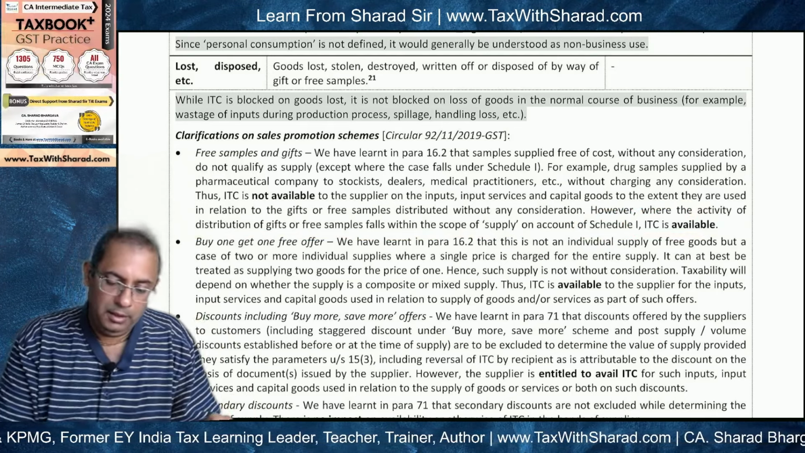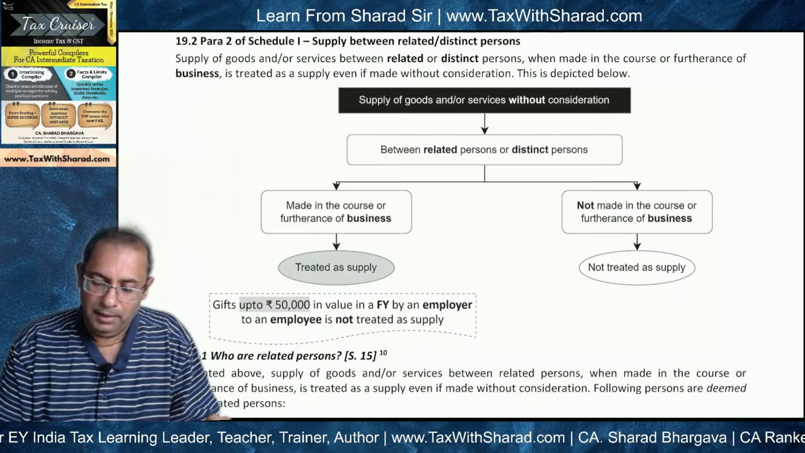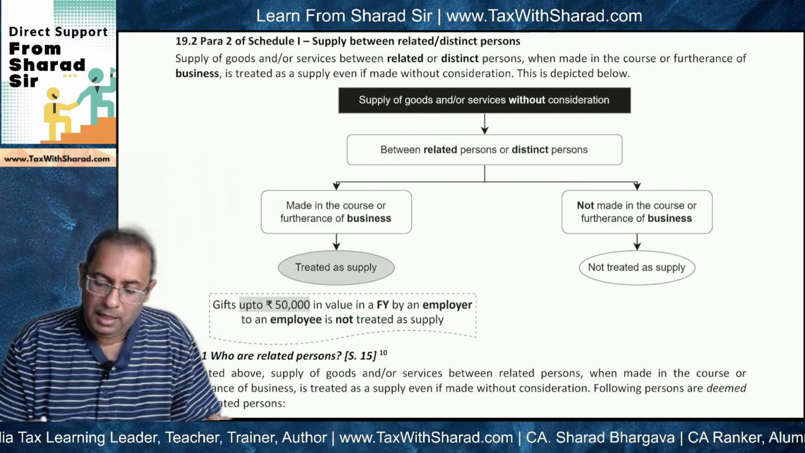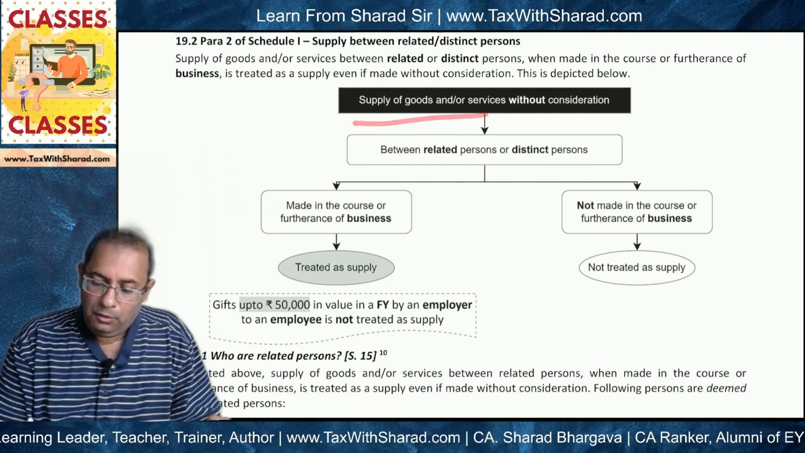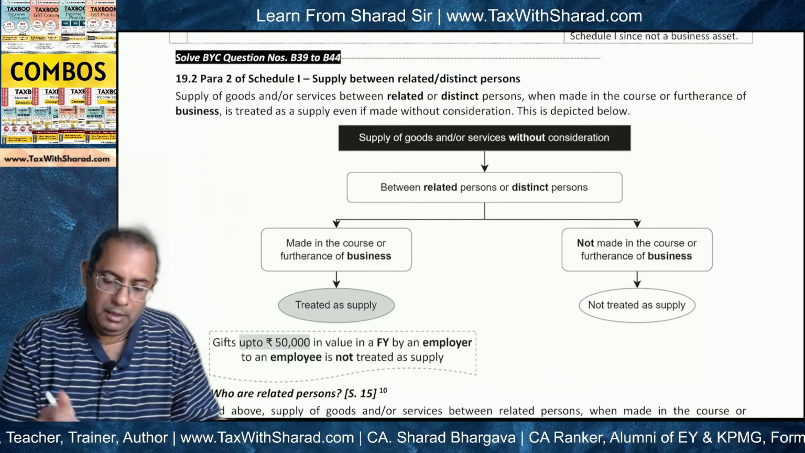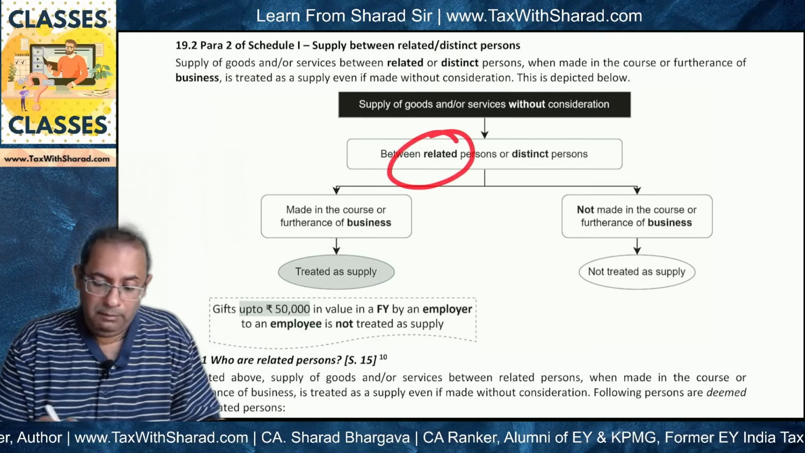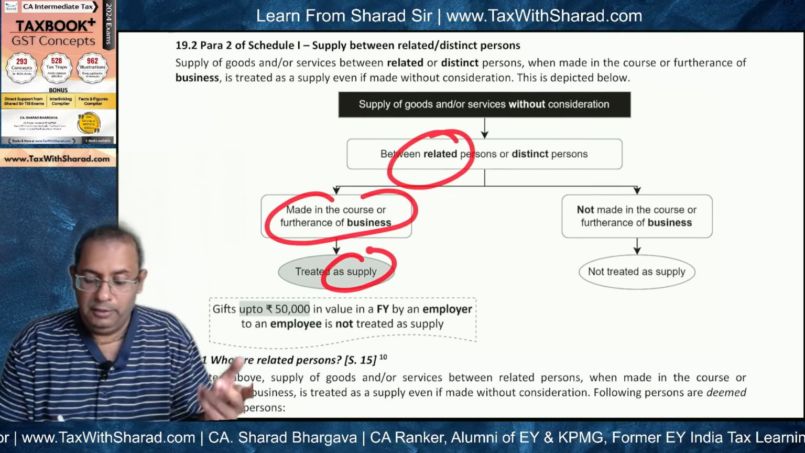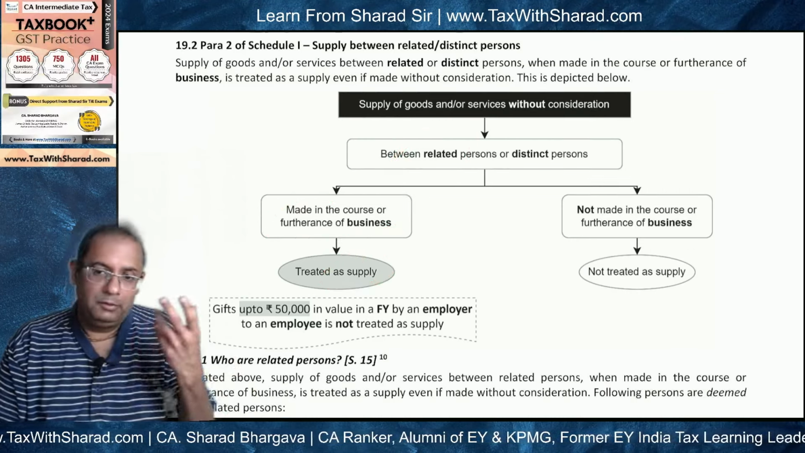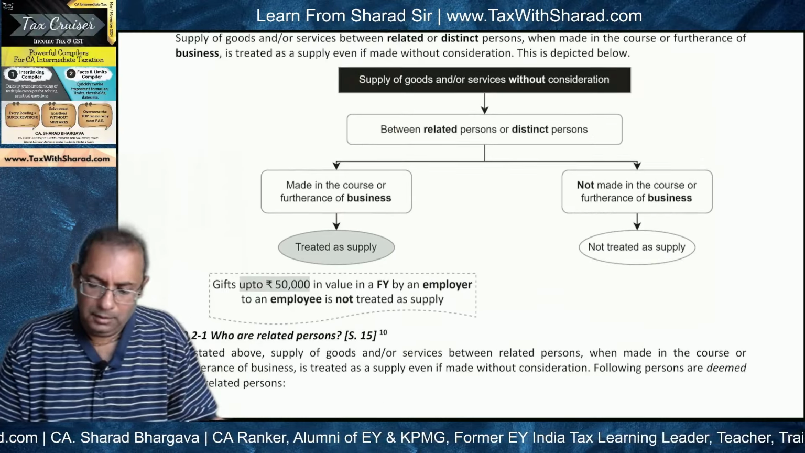So what we need to check here is the concept of supply. Now when we look at supply without consideration, here it is a case of gift without consideration, and this is para 2 of schedule 1, between related persons made in the course of furtherance of business will be treated as supply. So gifts are being given to the distributors, right?